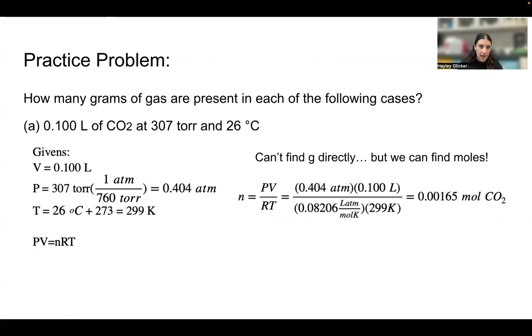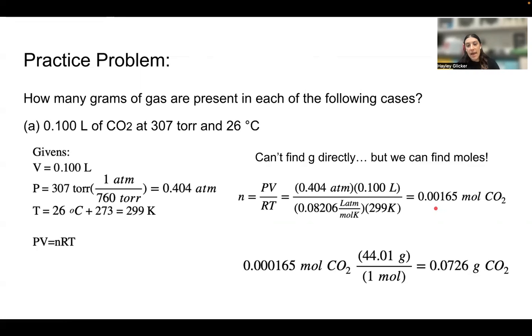But that's not what I want. I want grams of CO2 that are present. So we have to use our molar mass, and know that the molar mass of CO2 is 44.01 grams per mole. So I use that as my conversion factor and multiply it by my moles. And we end up getting that this specific volume, pressure, and temperature corresponds to 0.0726 grams of CO2.